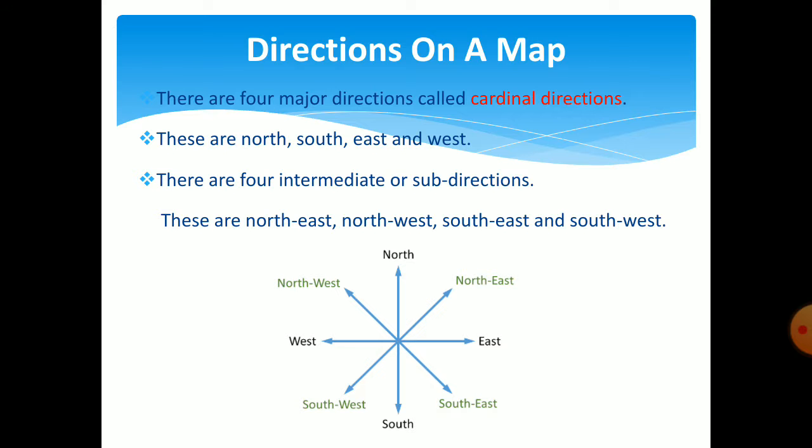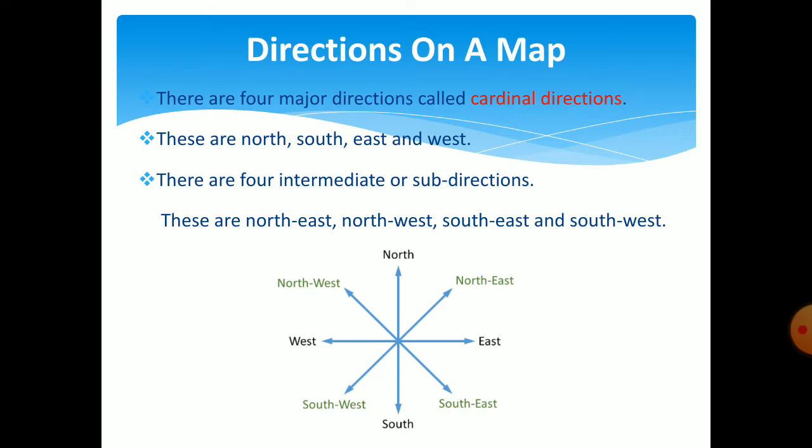Then the most important thing while reading or locating places on the map is the directions. Directions on a map: there are four major directions. These are called cardinal directions. These are north, south, east, and west. On the map, north is always indicated at the top. Opposite to the north is south, at the bottom. On the right hand side it is the east, and on the left hand side it is the west. These are the cardinal directions, four major directions.